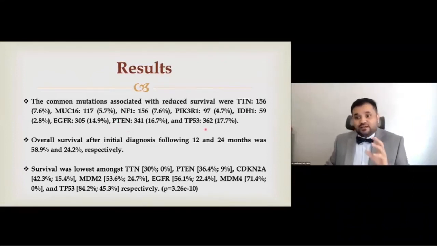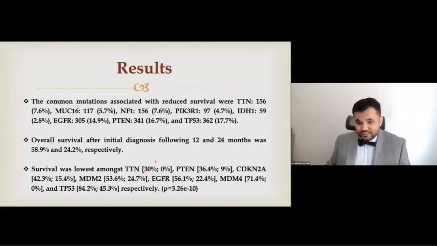So we identified the genes associated with the lowest survival rate. Out of this mutation evaluation, some of the genes are new, as I mentioned, TTN and MUC16. So these are some new genes which we identified. Overall survival after initial diagnosis at 12 months was 58.9%, and after 24 months it was 24.2%. So survival was lowest among TTN.